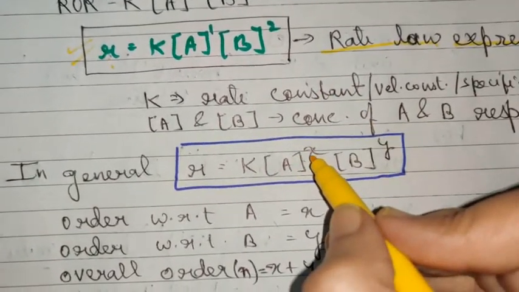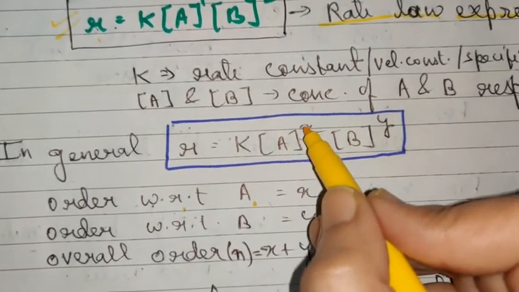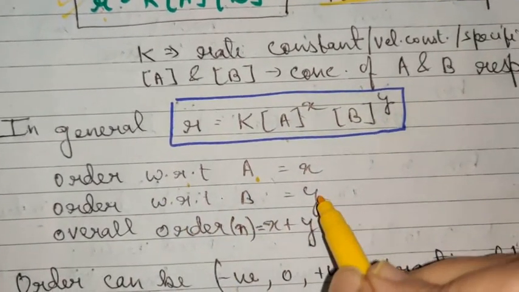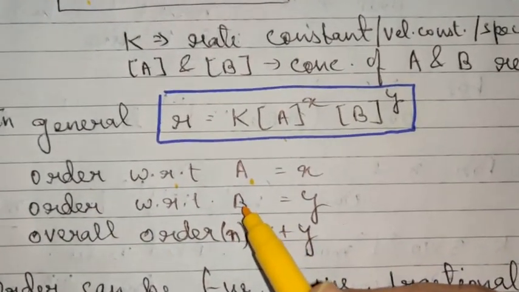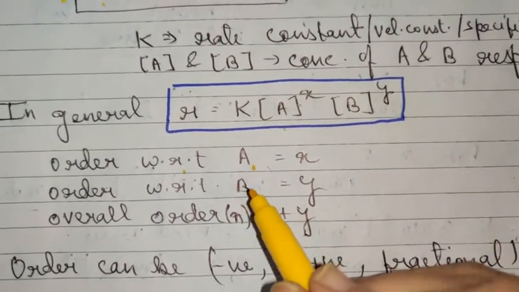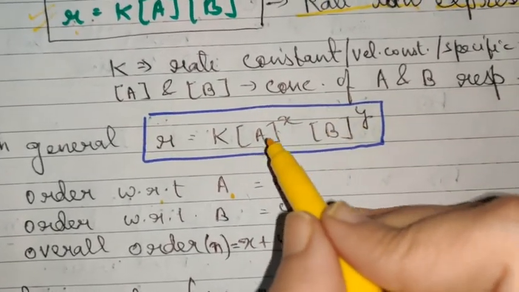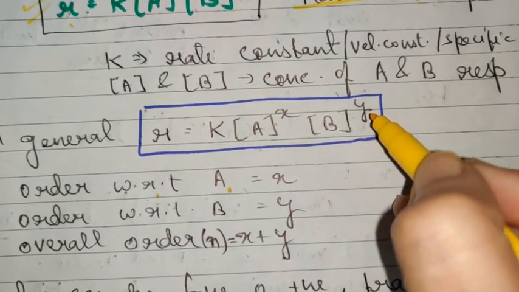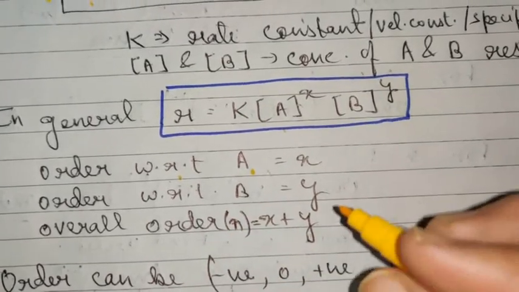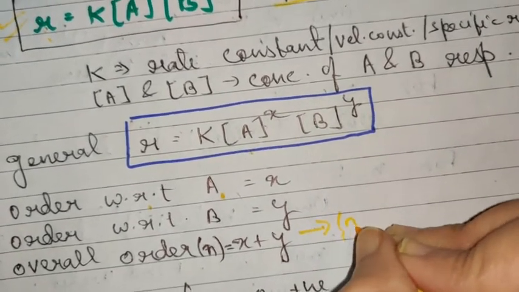So this X is the order of reaction with respect to A, because X is in the power of A, and Y is the order with respect to B. And what will be the overall order of the reaction? The overall order of the reaction will be the sum of these two orders, that is the order with respect to A and the order with respect to B. When these two are summed up, you will get the overall order of the reaction, and this overall order of the reaction is represented by small n.